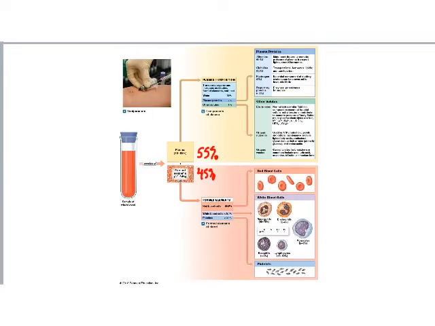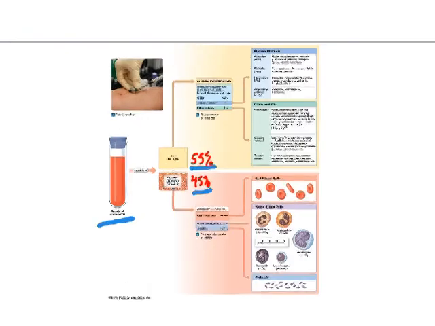All right, so this is just breaking down what I said, in picture form. So let's say we have a tube of whole blood here. That means we just drew it directly out of your vein. And we spin it down. We can separate the cells and the plasma from each other. About 55% of that tube would be filled with plasma, which is the water and the proteins and the electrolytes. And about 45% of that tube would be filled with cells.